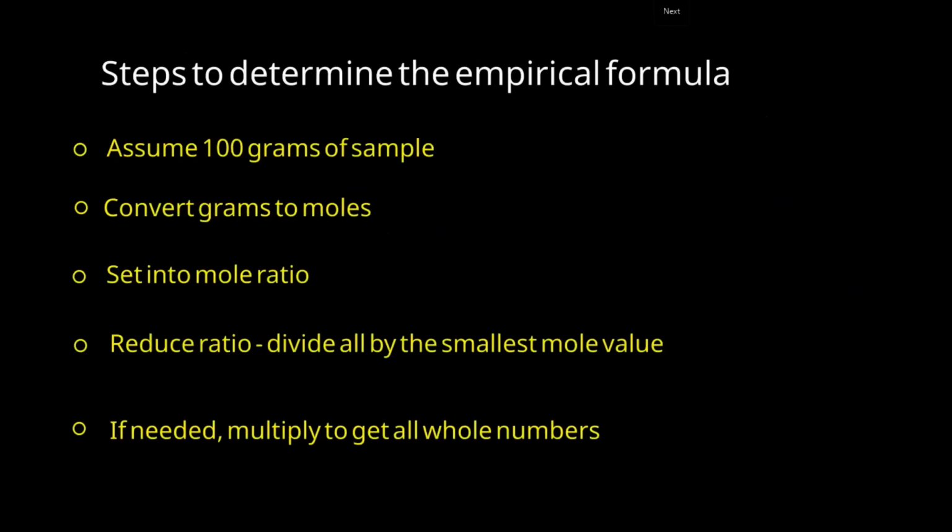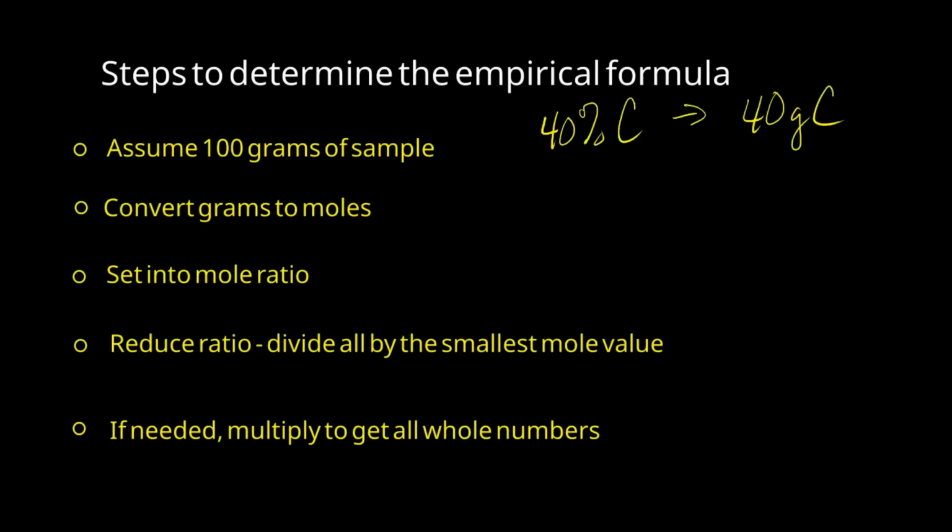The next thing we will do is learn to write some empirical formulas. By definition, empirical formulas are the simplest whole number ratio of atoms in a compound. To achieve this, always assume 100 grams of the sample. So if I were to tell you that it's 40% carbon, that means I have 40 grams of carbon.